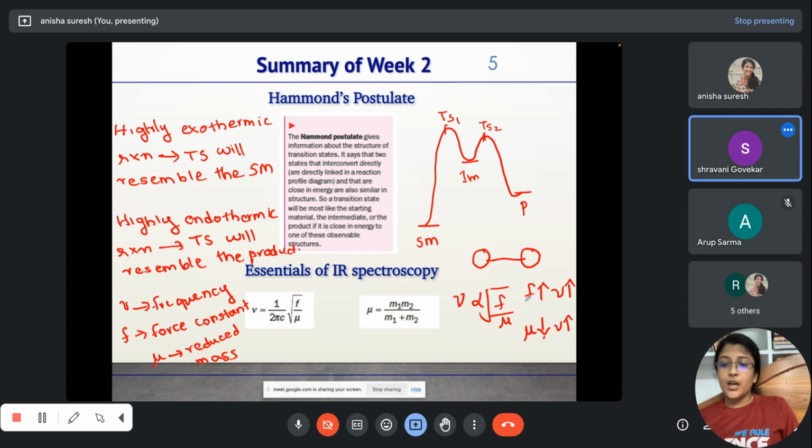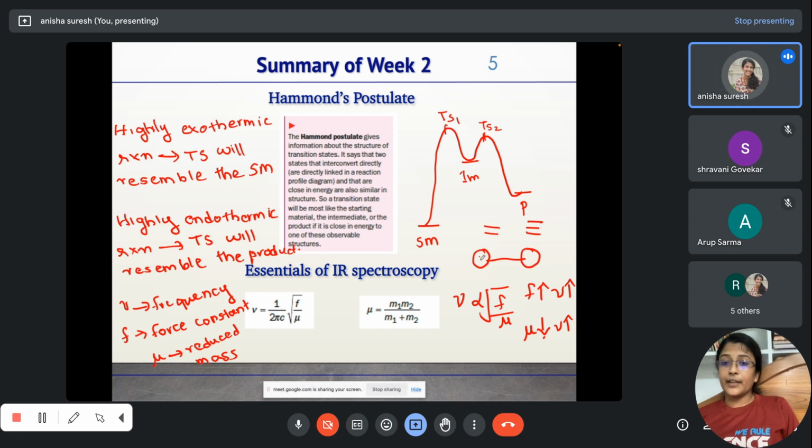Yes, ma'am. So if we have a single bond, the force constant will be less compared to that of a double bond and compared to that of a triple bond. In the case of a triple bond, the force constant will be more, which will be lesser in a double bond, and even lesser in a single bond. So the force constant increases in a triple bond, and the frequency will also increase.